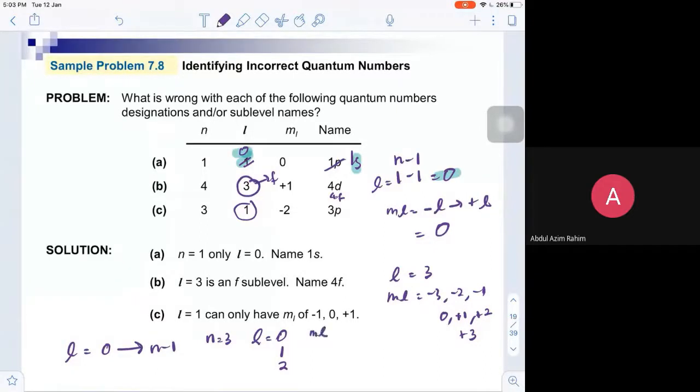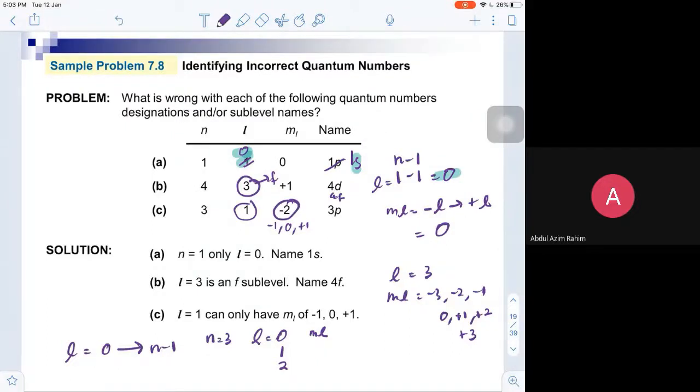And then the ml value. When L is equal to 1, can ml be -2? No. Why? Because ml is from negative L to positive L. So ml should be -1, 0 and +1.